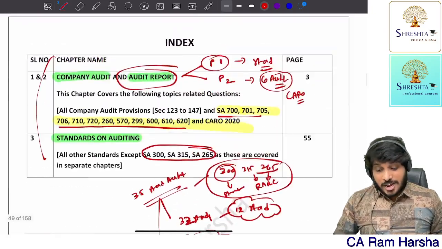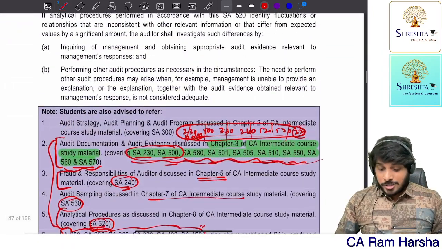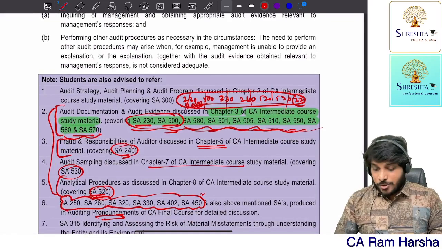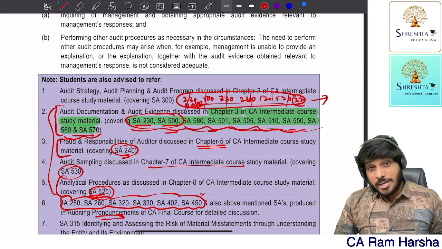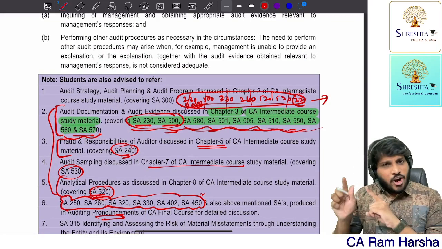Now, some students are having one more doubt. Sir, you said some CA Inter videos, these standards were there. What about that marathon, sir? That I have not covered in CA Final.